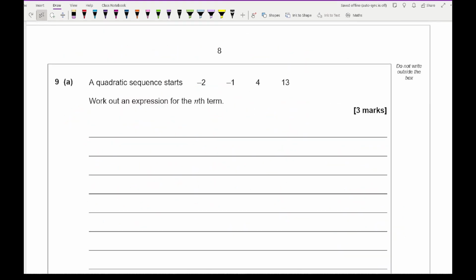Now moving on to question 9, it says a quadratic sequence starts -2, -1, 4, 13. And the question is asking us to write down the expression for the nth term. So the first thing we want to do here is find the double difference. The difference from -2 to -1 is 1. Then we've got a difference of 5, and then a difference of 9. So if I work out the double difference, that's going to be 4 and 4.